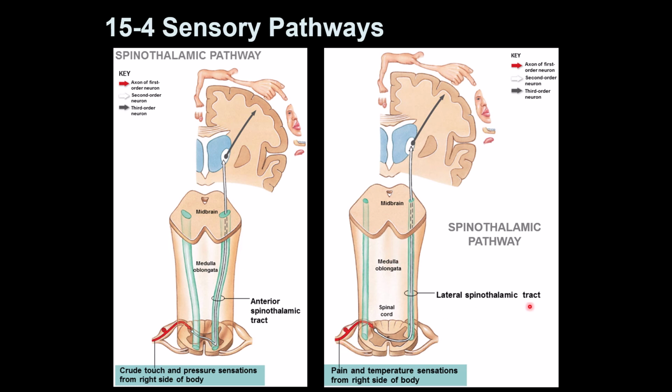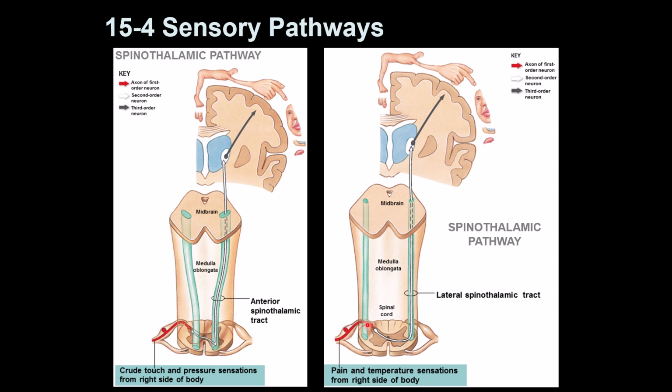Another one is called the lateral spinothalamic tract. That one is for pain and temperature. Again, the first order neuron is located in the dorsal root ganglion. The receptors can be anywhere in the body, for example on your big toe, so that far away.